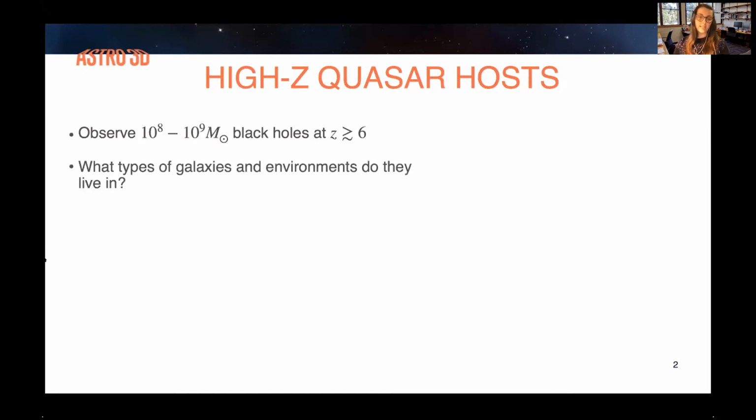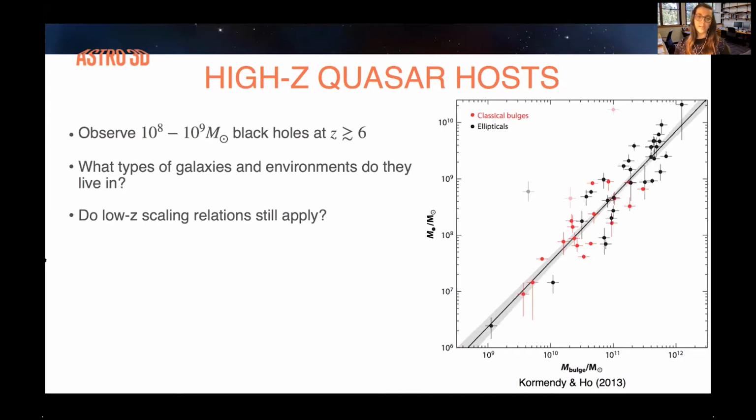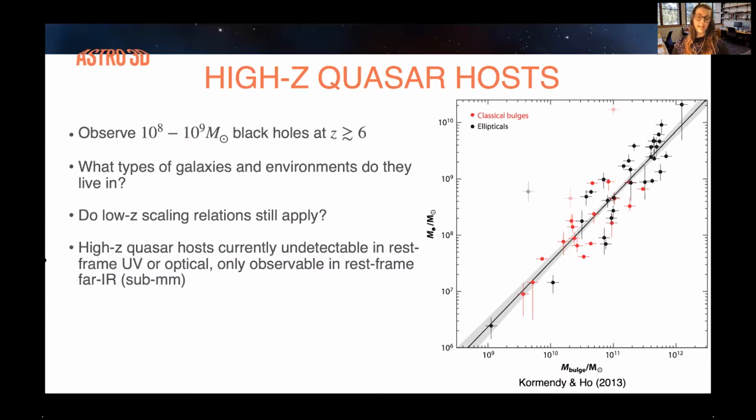One way that we can try to understand this intense growth phase is by looking at what kind of galaxies and environments these black holes live in. And in particular, one thing that we can look at is whether the local scaling relations still apply. So at low redshift, we see really tight correlations between the mass of a supermassive black hole and the galaxy that it lives in. So here, for example, we have the black hole bulge mass relation. And if we look at this relation at high redshift, that can help us understand the growth mechanisms of these black holes. But unfortunately, it's not as simple as just going out and measuring the high redshift quasar host galaxies.